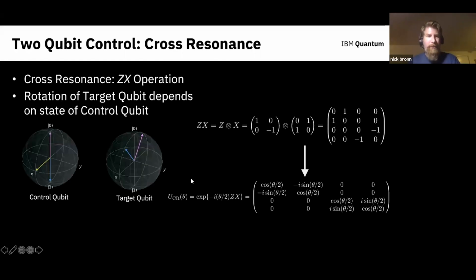So if you look at the Bloch sphere, we can consider each of these separately and then see what they do together. If we just consider the control qubit in the 0 state, the target qubit starts in a 0 state, we apply the cross resonance, the target qubit starts rotating to the right. Okay, if we forget about that now and prepare our control qubit in the 1 state, so it's blue, the target qubit starts in the 0 state, and we apply cross resonance, the target qubit will rotate to the left.